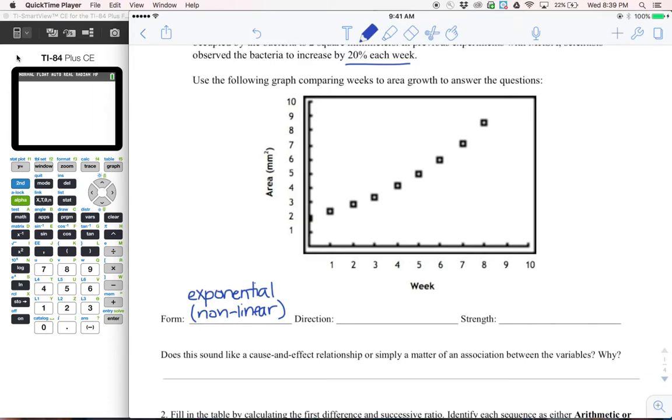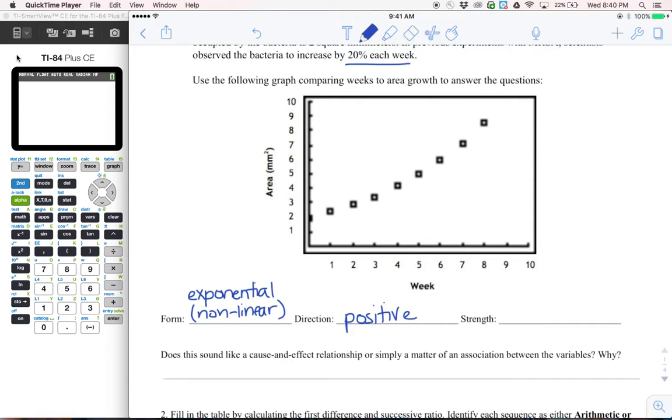Okay, direction is positive or negative. That's it. If it's increasing from left to right, it's positive. If it had been decreasing from left to right, it would have been negative. So in this case, the direction is positive. And finally, what is the strength?